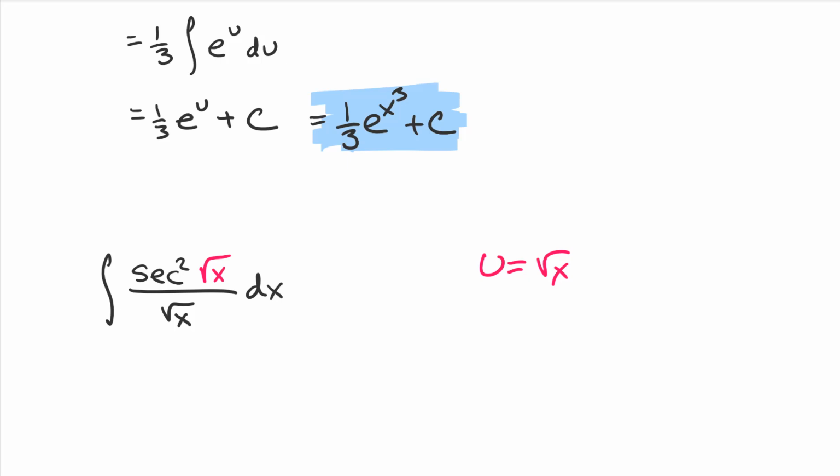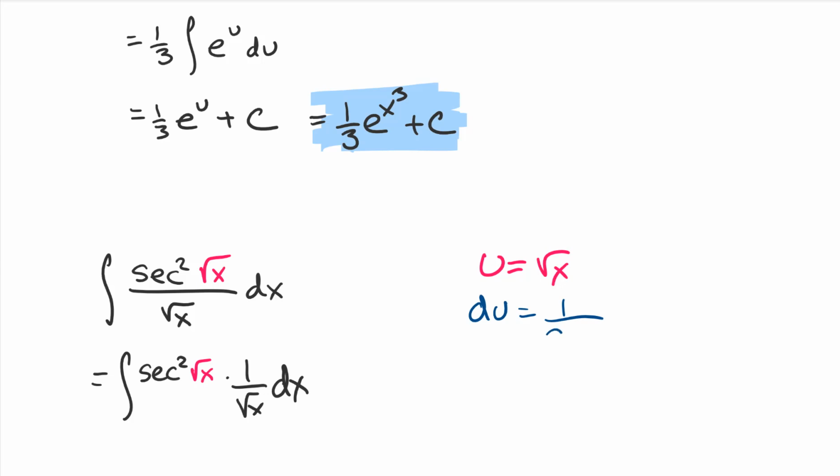And I'm going to write it out just a tad bit differently. This is secant squared of the square root of x times 1 over, in hopes that we can see it a little bit better. So let's take a derivative on u. Derivative of the square root of x is 1 over 2 square roots of x dx.